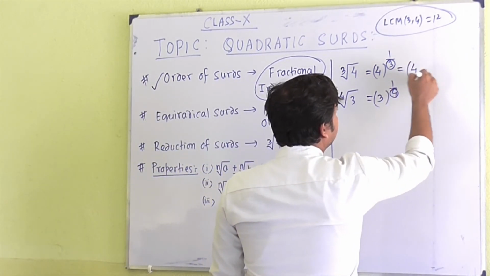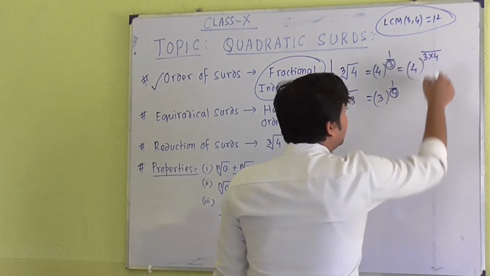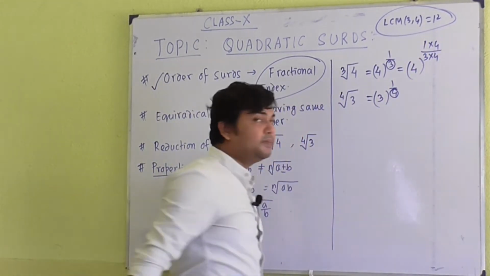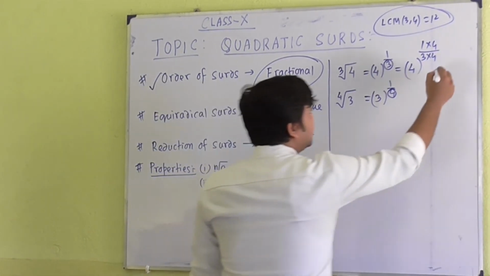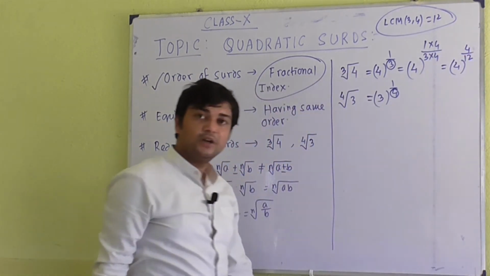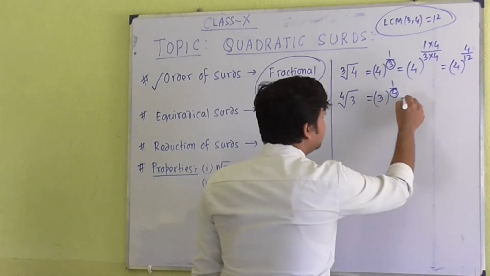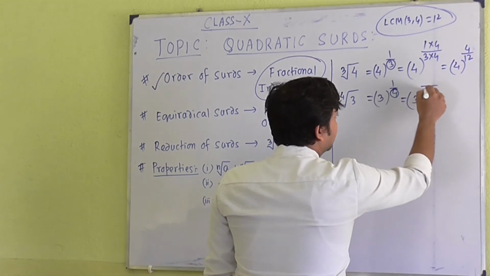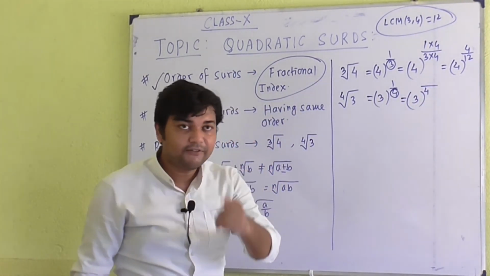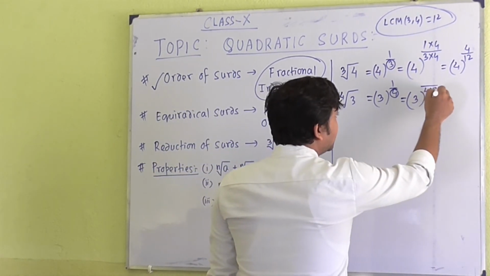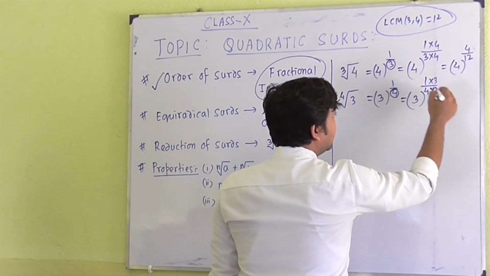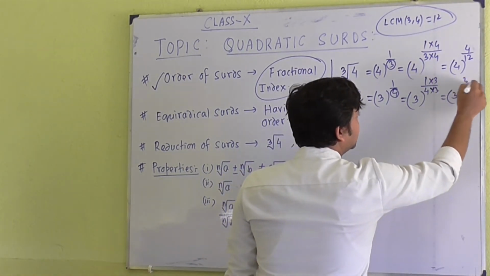How? Observe here. 3 into 4. Our numerator is 1. So the numerator should be multiplied by the same number, 4. So ultimately we have 4 to the power 4 by 12. Okay. Now go for the second number, 3 to the power 1 by 4. What is our target? Our target is to make the denominator 12. So we have to multiply it by 3. Naturally the numerator should be multiplied also by 3. So ultimately we have 3 to the power 3 by 12.